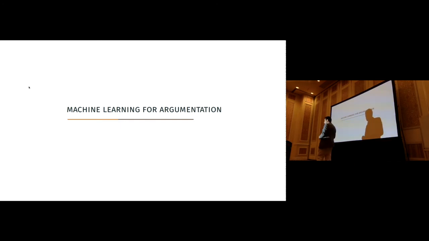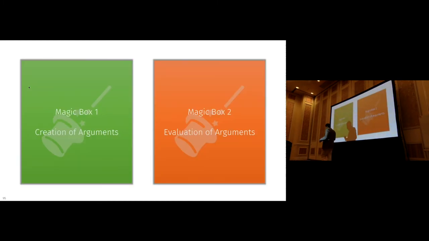So the second part of this tutorial is about the use of argumentation for machine learning, or the use of machine learning for argumentation. And we are going to start from machine learning for argumentation. Earlier in the tutorial, we essentially talked about two magic boxes. One magic box is helping us create arguments. I showed you in the first part of this tutorial how this can be done in our case study. And then there is a second one about the evaluation of arguments. So how we can compute arguments that are collectively acceptable according to some semantics, some criteria behind. So let's start from the first magic box, the creation of arguments.